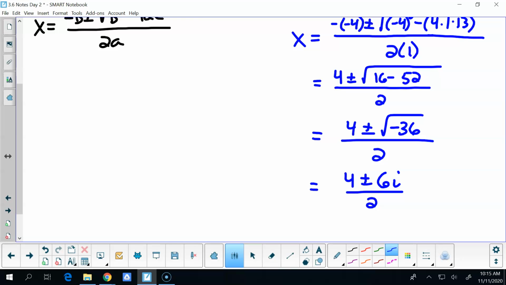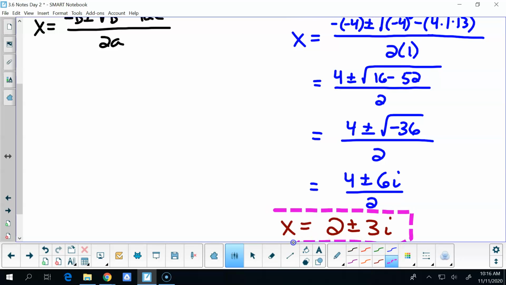Can 4 be divided by 2? Can 6 be divided by 2? Yeah. So then our final answer here would be x equals 2, because that's 4 divided by 2, plus or minus 3i, because 3 is 6 divided by 2.